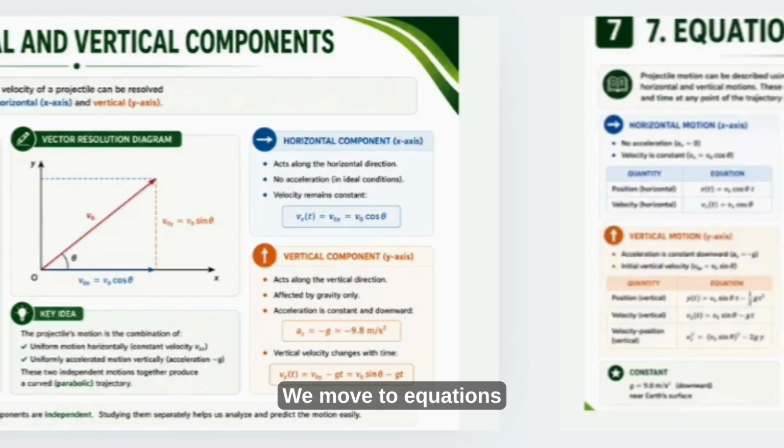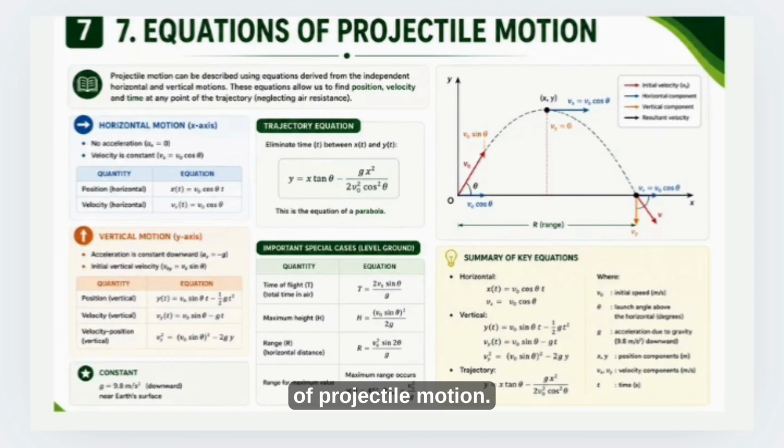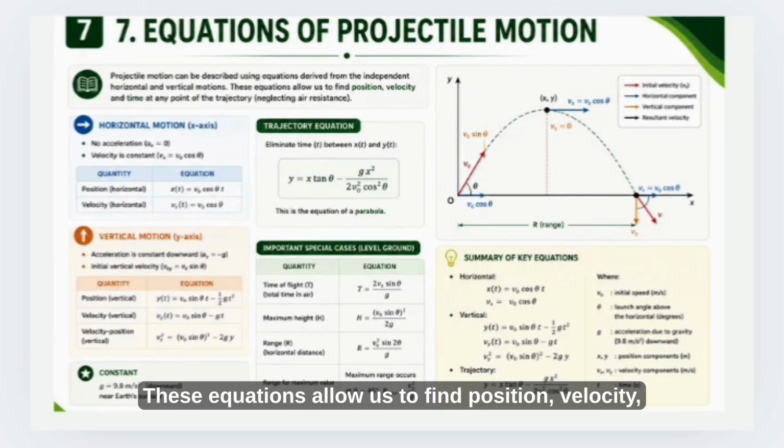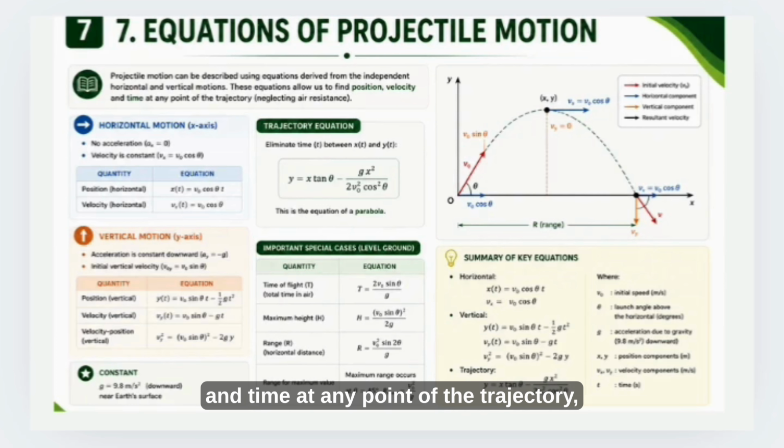We move to equations of projectile motion. Projectile motion can be described using equations derived from the independent horizontal and vertical motions. These equations allow us to find position, velocity, and time at any point of the trajectory, neglecting air resistance. So here we have all the equations and their names, and how they will be applied.